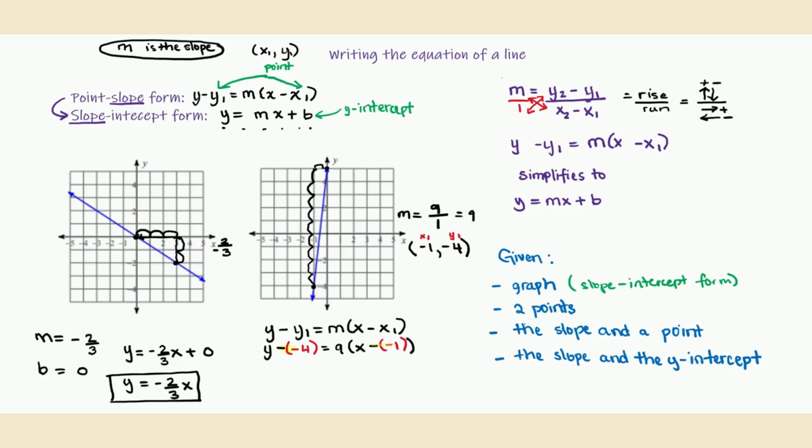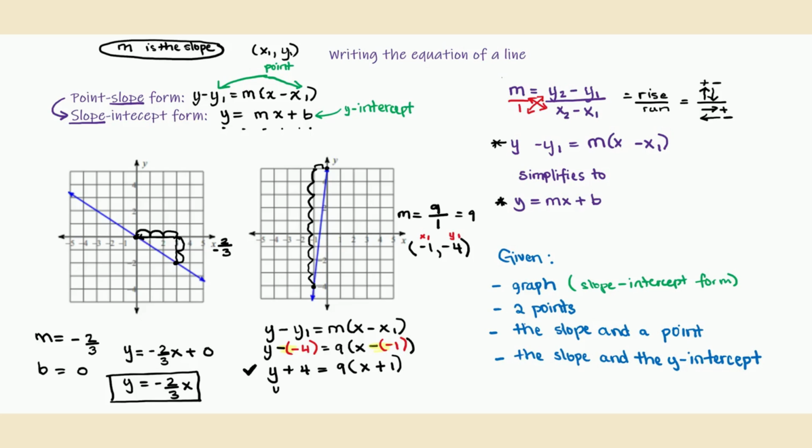Let's clean up our consecutive signs. So this is y plus 4 equal 9, x plus 1. Now this is the point-slope form of the equation of the line, so we can stop here. But if you are asked for the slope-intercept form, then all you'd have to do here is simplify, because remember, your point-slope form simplifies to your slope-intercept form.